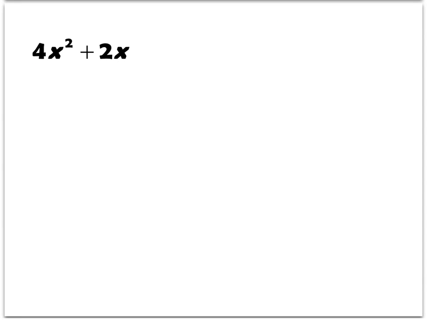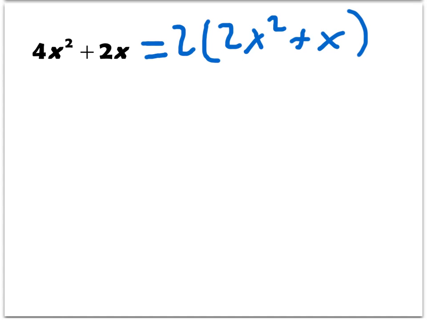Now let's take another example and look at factoring this. So what we want to do is look at each individual term and ask ourselves, what can we factor out? Well, there's a couple of things that jump out at me about this. First of all, I note that each term has a factor of 2. So I could factor 2 out to get 2 times 2x squared plus x.